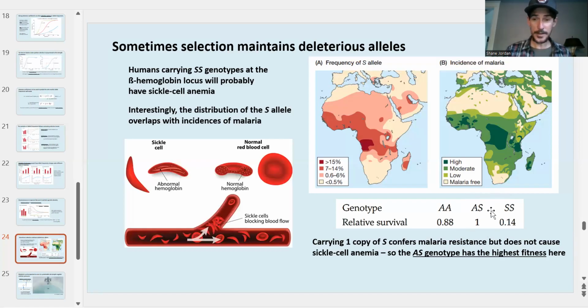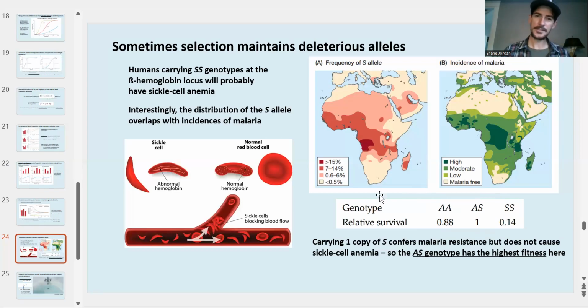Those individuals who carry 1 copy of the normal allele, which is big A, and 1 copy of the mutant allele, big S, have the highest fitness. Individuals who carry 2 copies of big S obviously are going to have really low fitness because they're probably going to have sickle cell anemia. But why is it that we see individuals who carry 2 copies of big A having lower fitness than individuals who carry a copy of big A and a copy of big S at the same time? It's because carrying 1 copy of big S confers resistance to malaria, whereas individuals who don't carry any copies of S are susceptible to malaria, and so their fitness is a little bit lower.